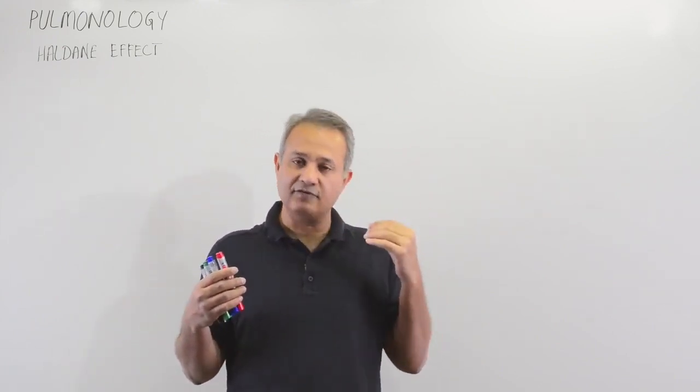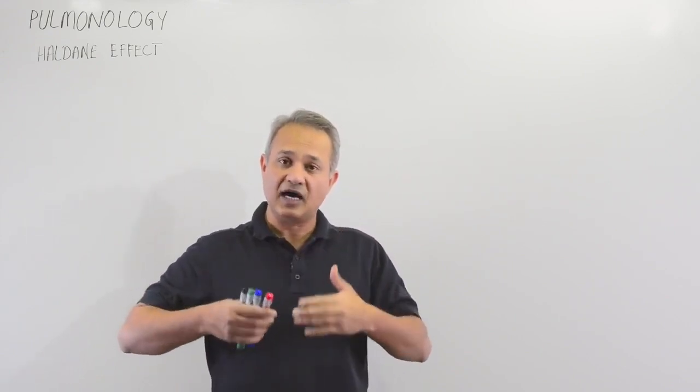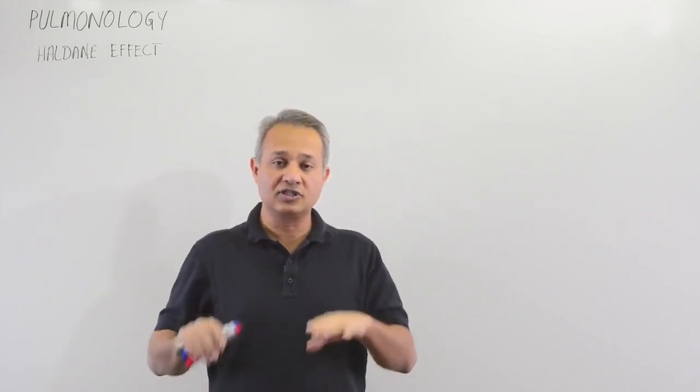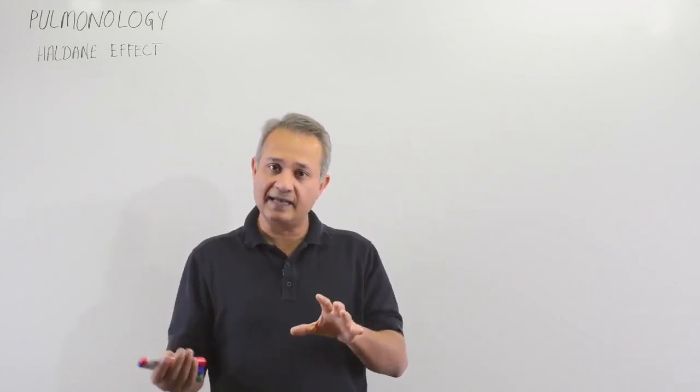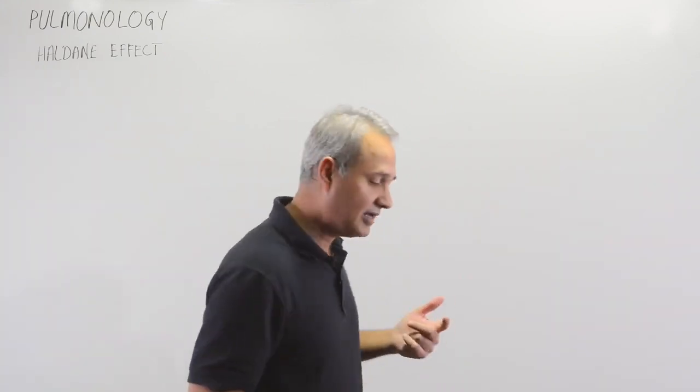How is that practical for us? In the lungs, oxygen pressure is high, so it helps unload the carbon dioxide to be released. In the tissues, oxygen pressure is low, that helps loading of the carbon dioxide to be picked up. So that is called the Haldane effect. It is a reverse of the Bohr effect.